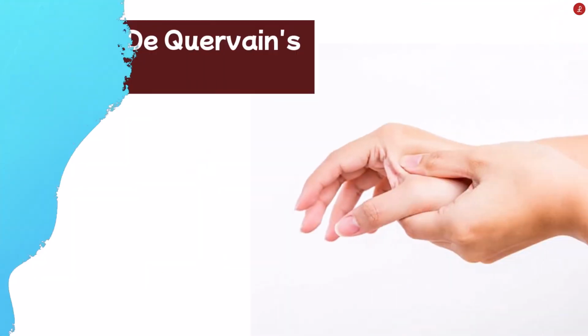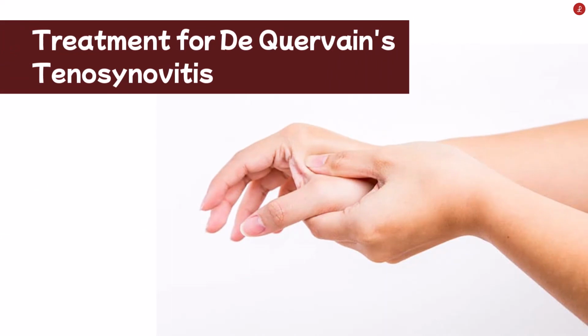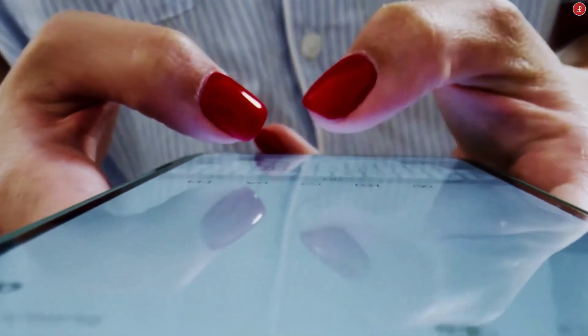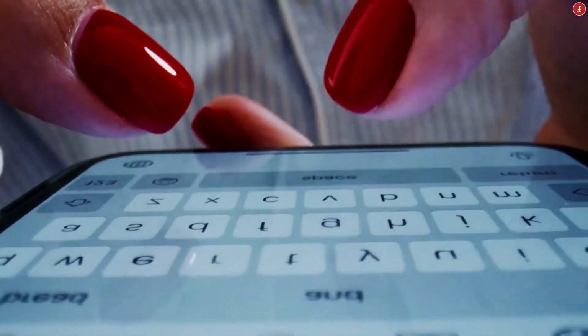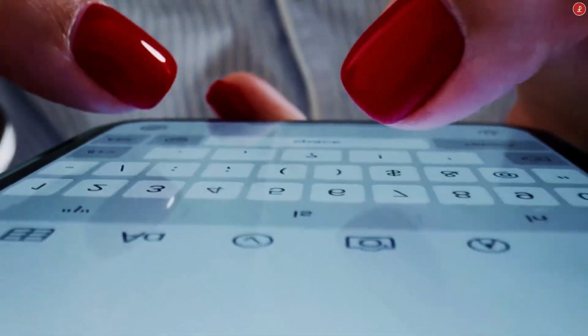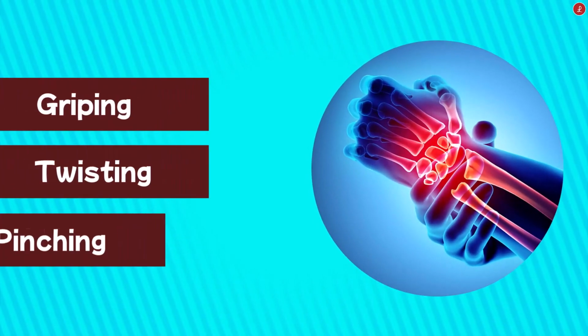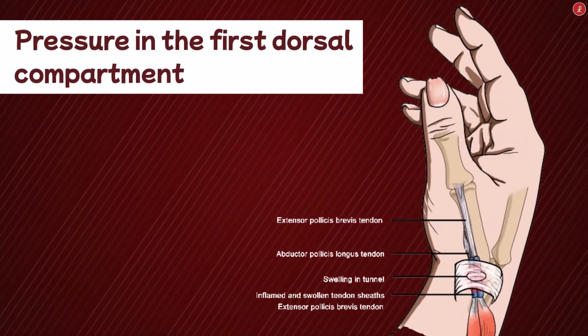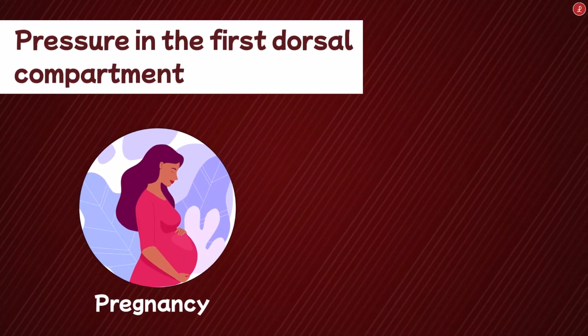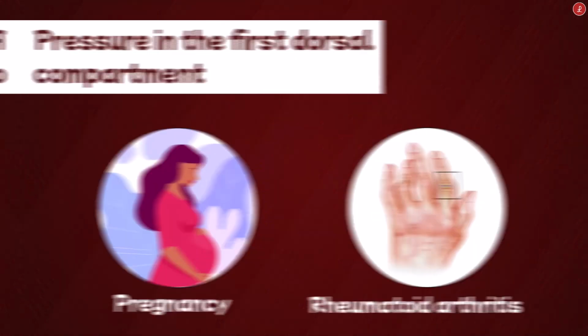Let's discuss now the treatment part of it. So, DeQuervain's tenosynovitis is often caused by overuse or repetitive strain of the thumb or the wrist, such as during activities that involve gripping, twisting, pinching. It can also be caused by direct injury to the tendons or by conditions that increase the pressure in the first dorsal compartment, such as pregnancy or rheumatoid arthritis. Symptoms include pain and tenderness on the thumb side of the wrist, and swelling and stiffness around the base of the thumb, this area, right?